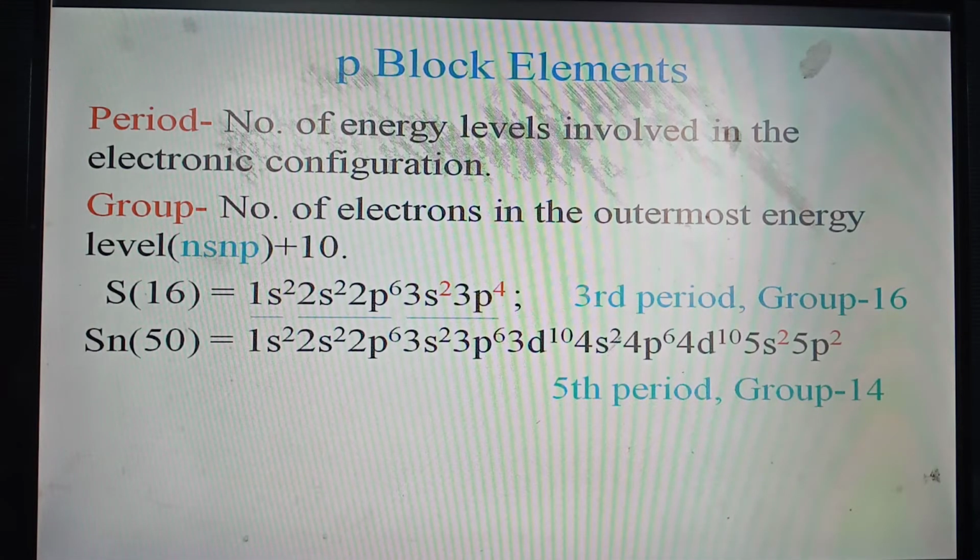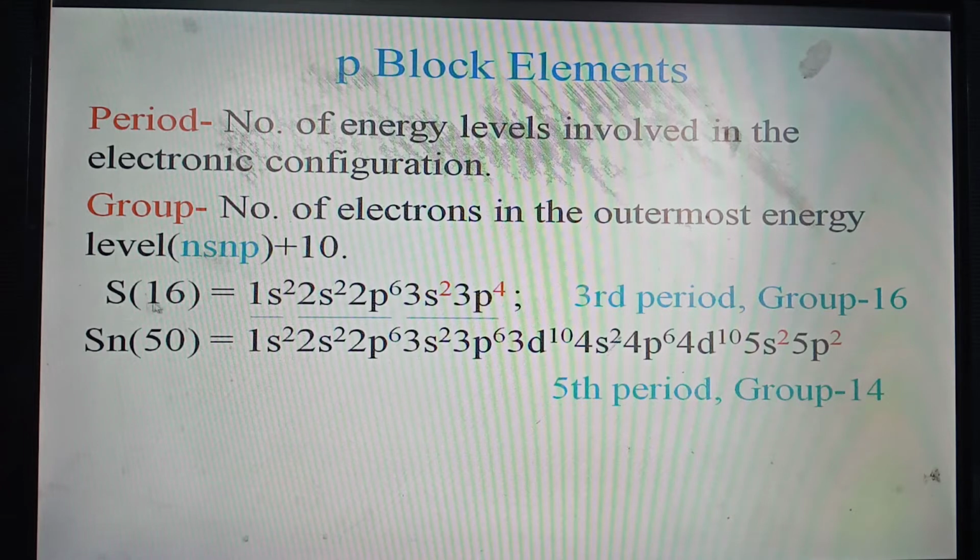How to determine the period number? Look here. Just like s block elements, the number of energy levels involved in the electronic configuration is equal to the period number. Now what about the group? For determining the group of the p block elements, you have to count the number of electrons in the outermost energy level, and then you have to add 10.